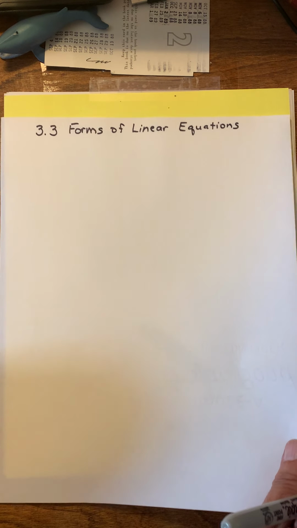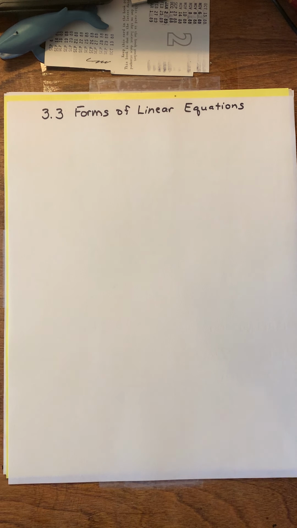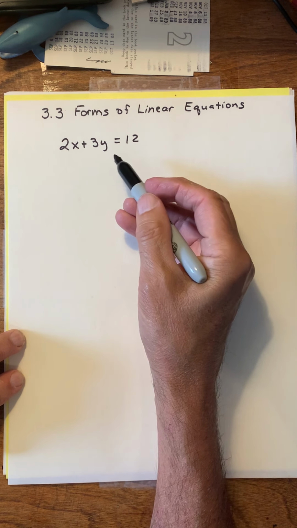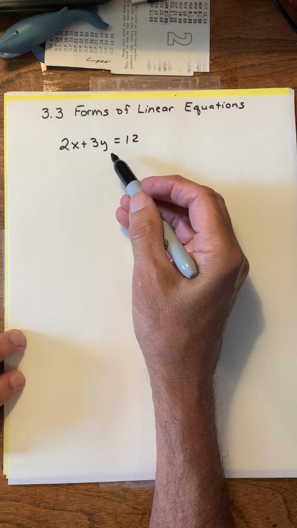Let's talk about our next section entitled Forms of Linear Equations. And you're probably saying, well, we've already got a form of a linear equation. In fact, in our last section, we looked at something like this. And we said this is a form of a linear equation called standard form.